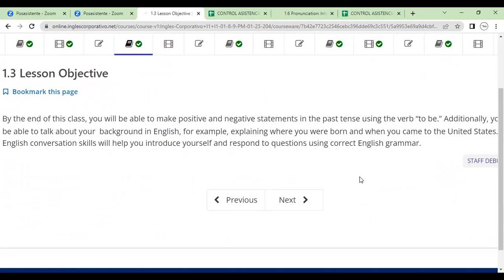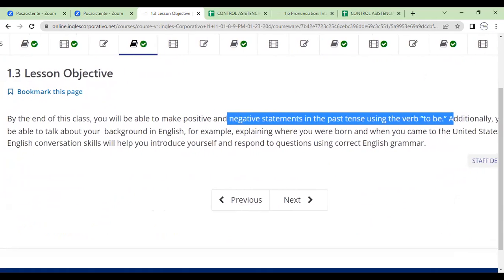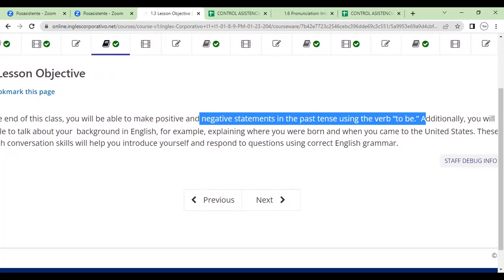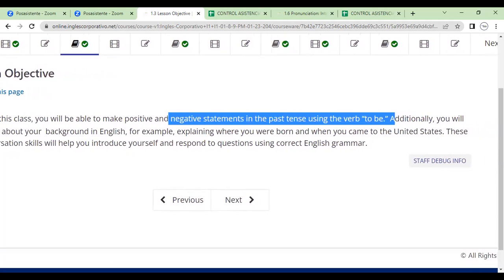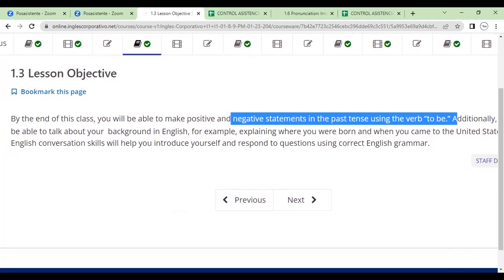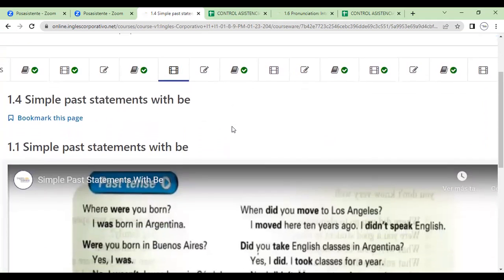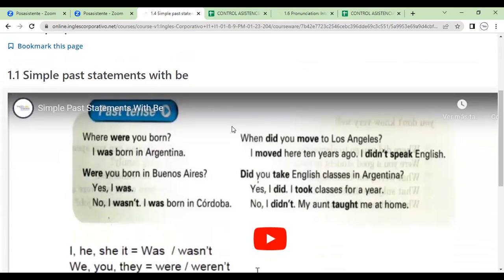Now you see, for tonight, we're going to continue talking about the past. Negative statements in the past using the verb to be. Additionally, we're going to be able to talk about background in English. Explaining where we were born and when we came to the United States. Now that's what we're going to be talking about. And in order to do so, we're going to go over another video. Simple past statements with the verb be.